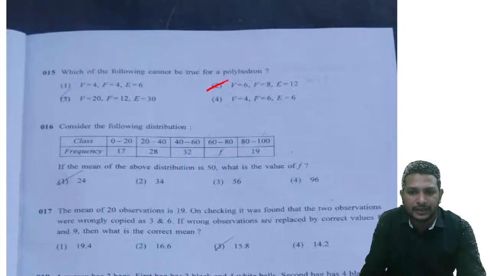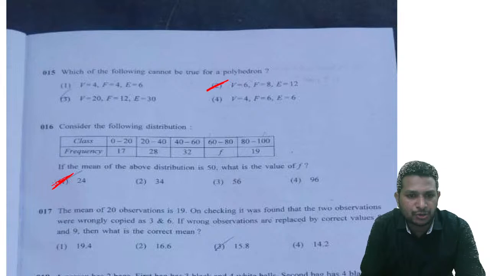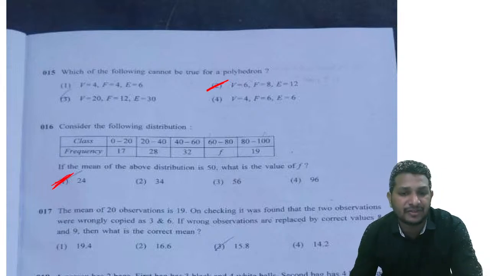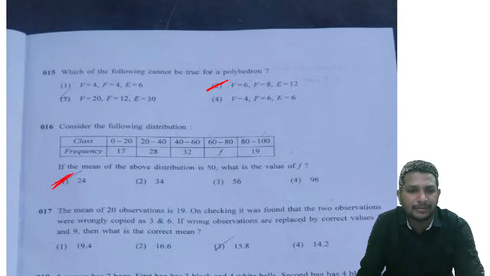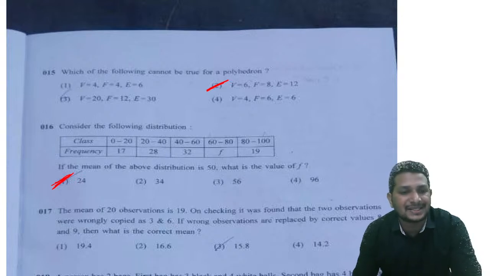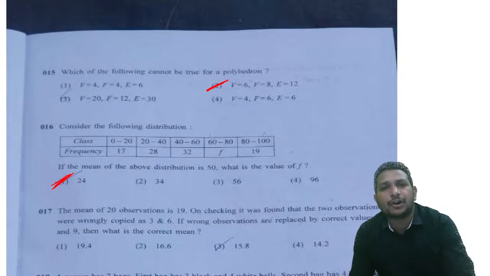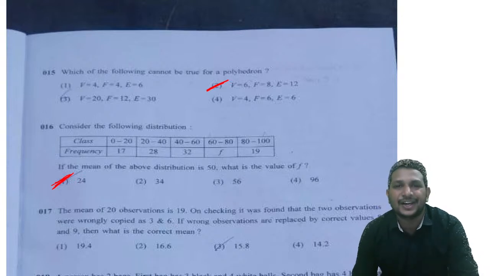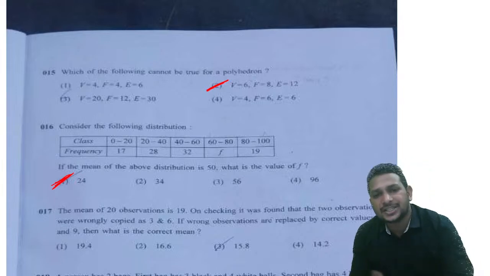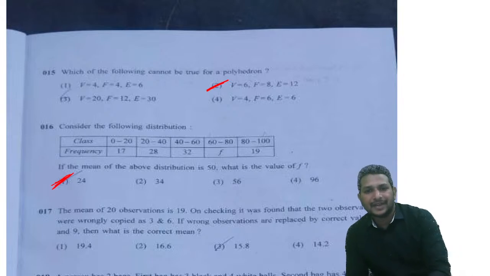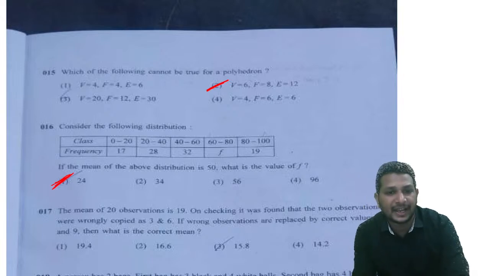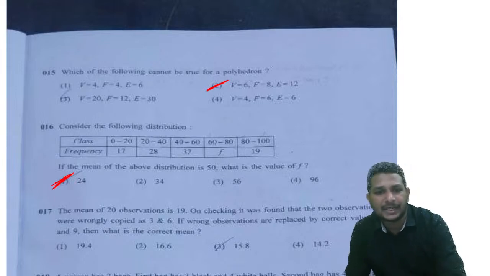Option 1. Next, question number 17. Mean of 20 observations is given as 19. On checking, it was found that 2 observations were wrongly copied as 3 and 6. If the wrong observations are replaced by the correct values, given as 8 and 9, right? 8 and 9. So what is the correct mean?